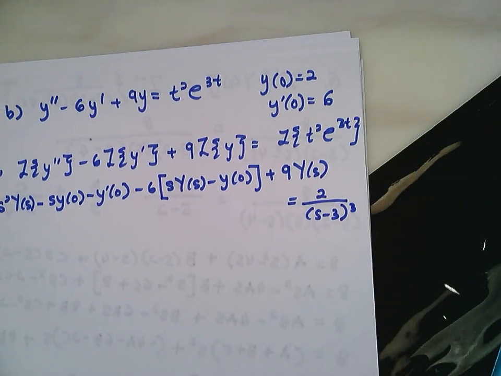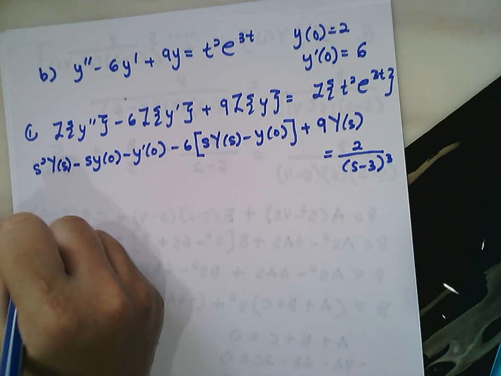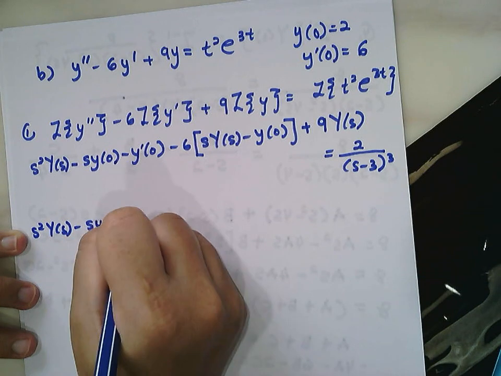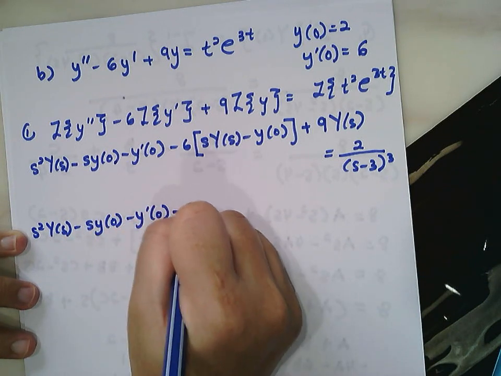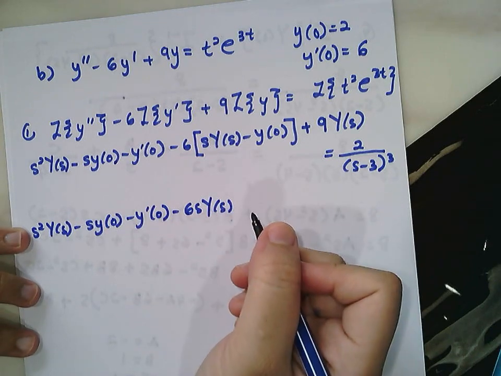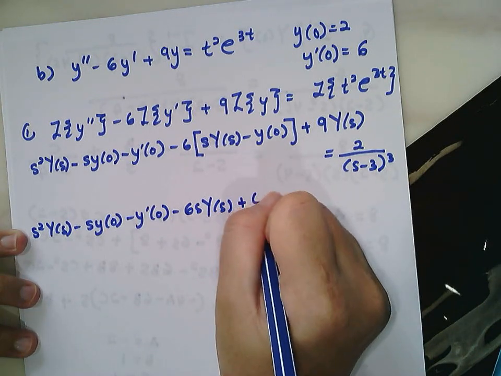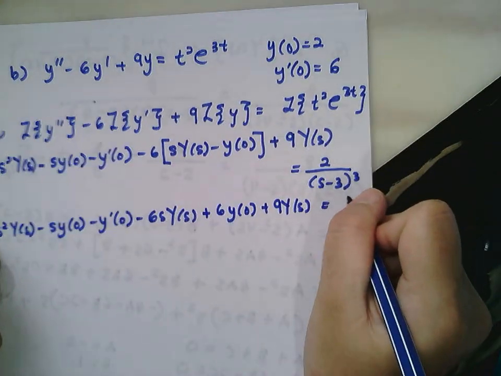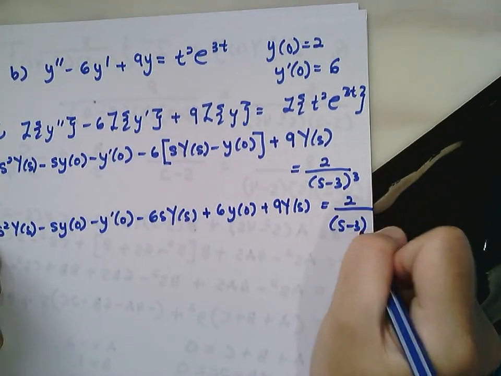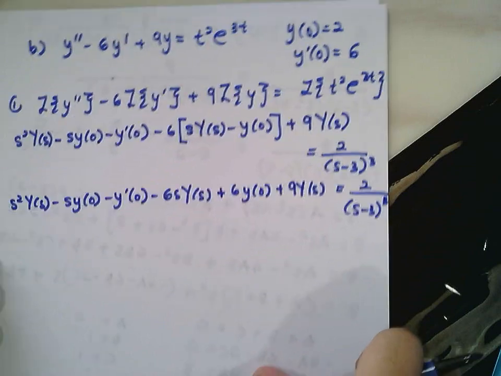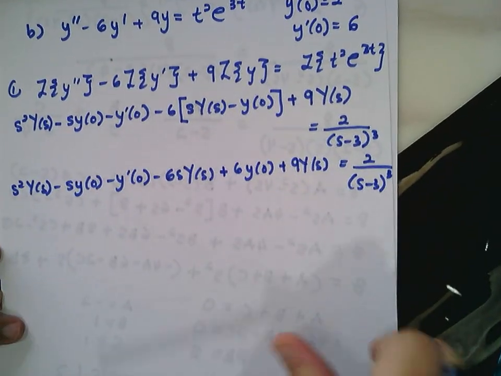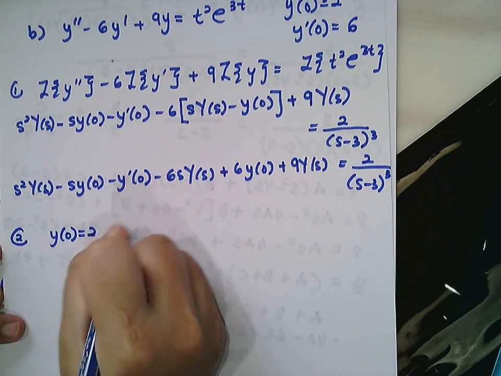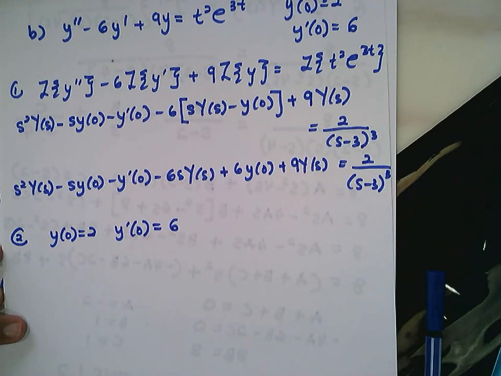Okay, so expand the whole expression here. So you will have s squared Y(s) minus s y(0) minus y prime (0) minus 6s Y(s). So minus minus will give you plus 6y(0) plus 9Y(s) is equal to 2 over (s minus 3) cubed. Okay, so apply the conditions. y(0) is equal to 2, y prime (0) is equal to 6.